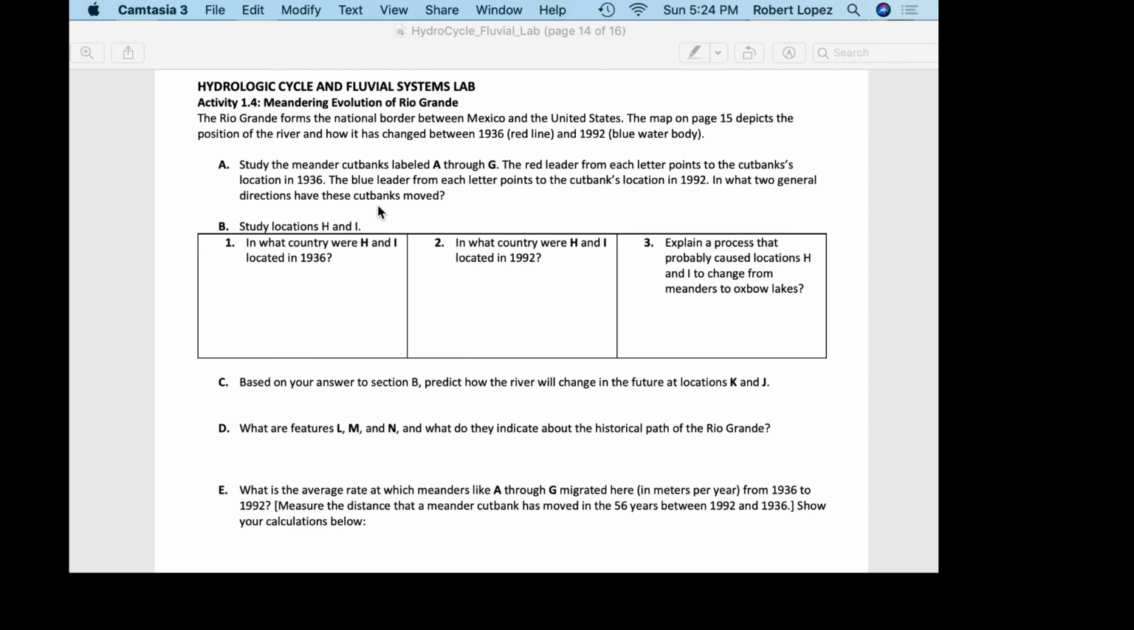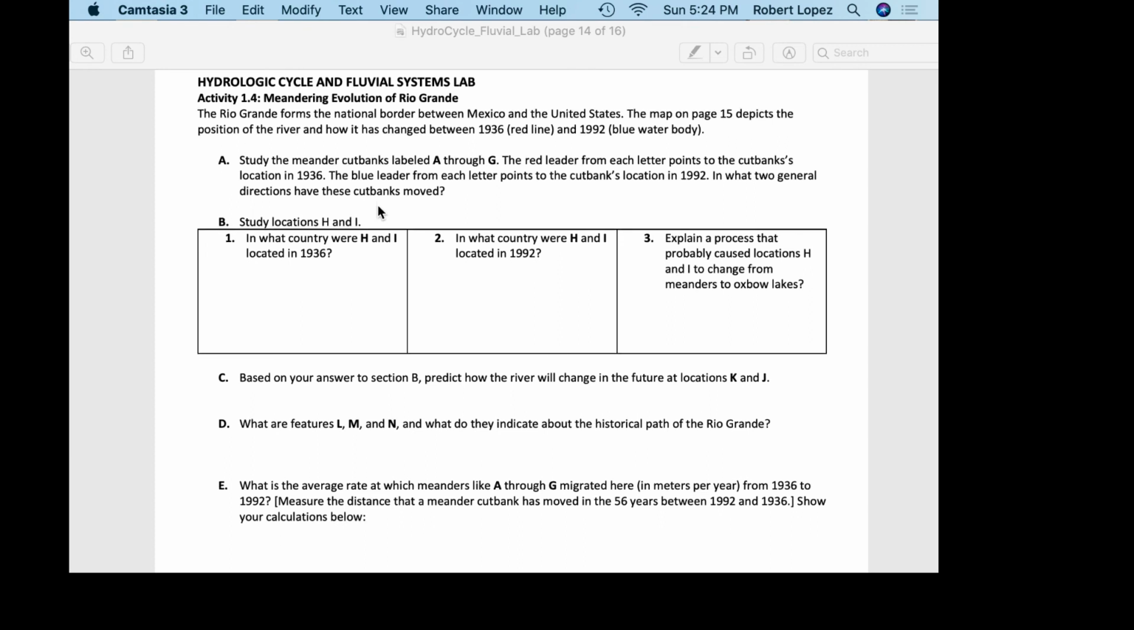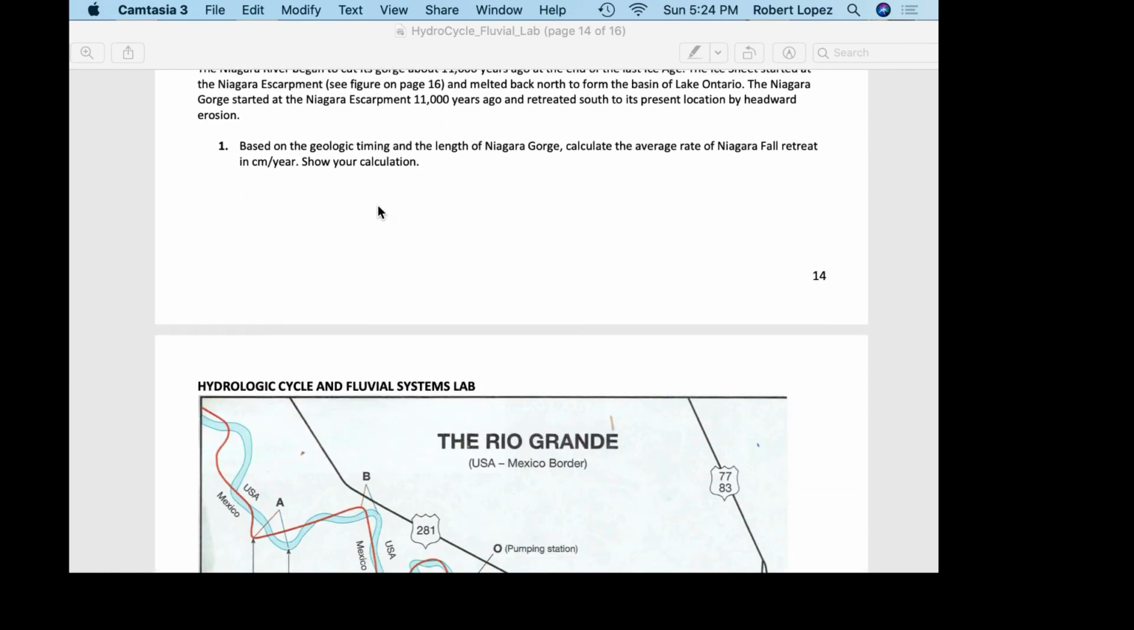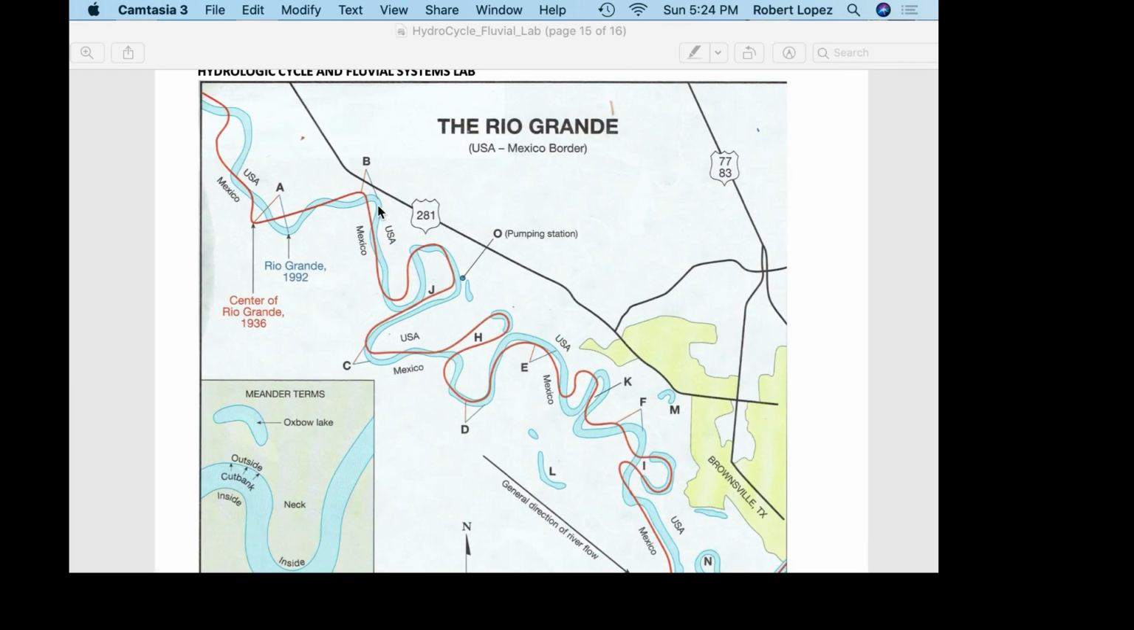So when we look at points H and I, we can see what's going on in terms of where they were in 1936 and in 1992. For example, point H, in 1936, the red outline, you would see that point H was in Mexico during that time. So you would label Mexico for that first question. But then you can see that between 1936 and 1992, there was a meander cutoff. And this has become an Oxbow Lake. Now point H would be part of the USA.